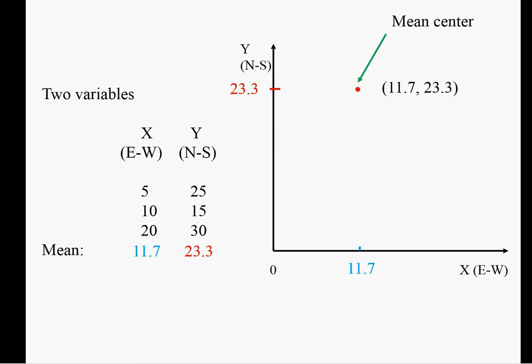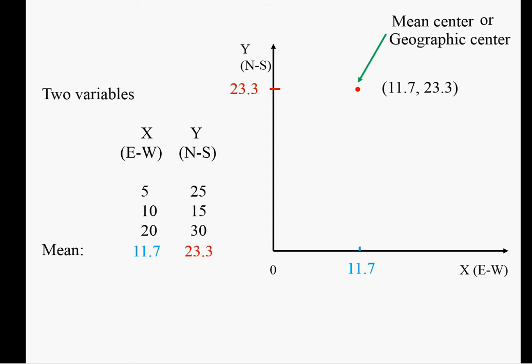Therefore, the mean center now has another name. It's called the geographical center. So the geographical center is the mean center when, on a two-dimensional space, the two variables have geographical meanings.